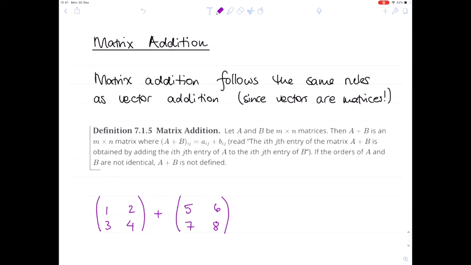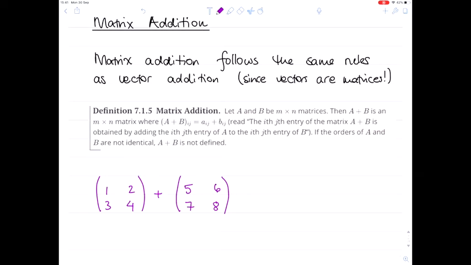And we'd probably like to add them. And we're going to use exactly the same rules as we had for vector addition. So the first thing to note is that both of our matrices have to have the same size. So both A and B must be m by n matrices. Then what we do to get the matrix A plus B, well, it's also going to be an m by n matrix, and each element, the ijth element of A plus B, is going to be the ijth element of A plus the ijth element of B.